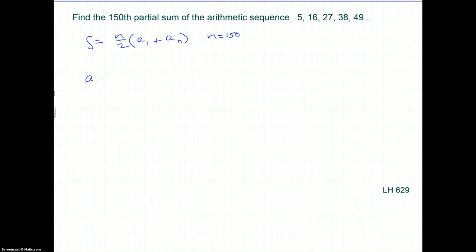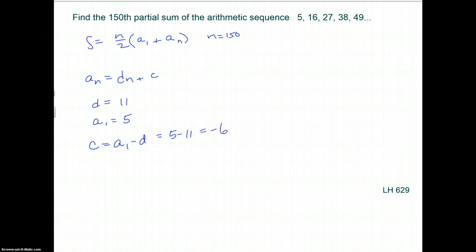A sub n equals dn plus c. Okay. D is going to be 16 minus 5 is 11. A sub 1 is equal to 5. And C equals A sub 1 minus D, which is equal to 5 minus 11, which is negative 6.